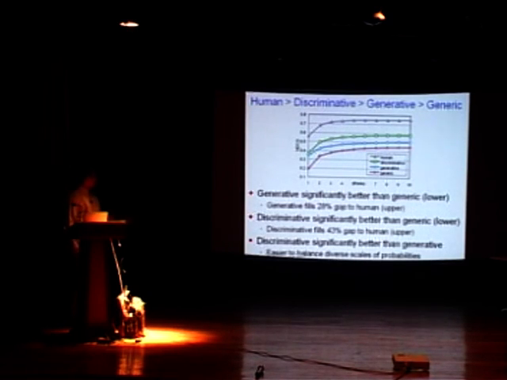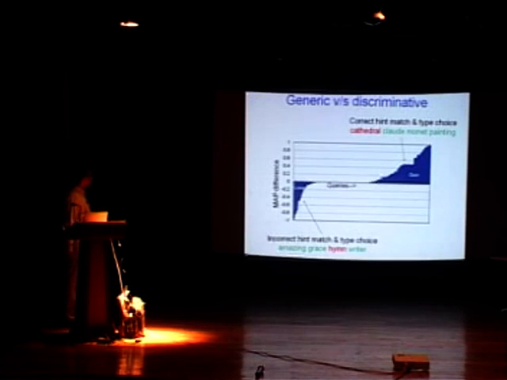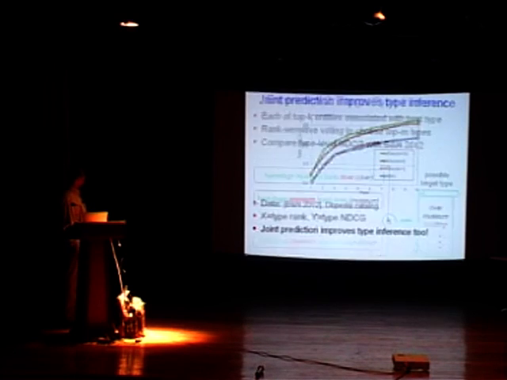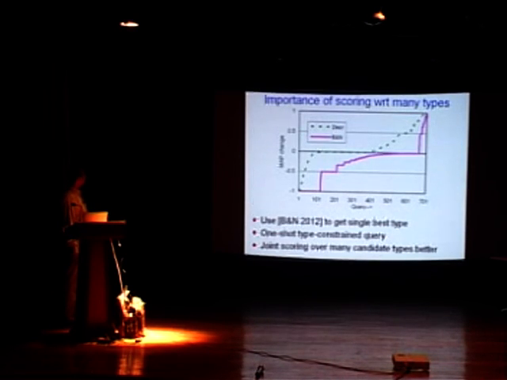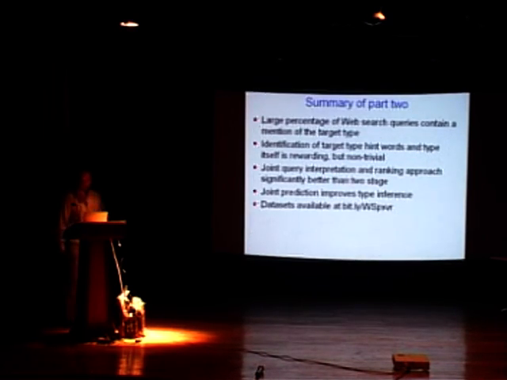So discriminative is significantly better than generative, and that's not a new story, that's always been the case. And it's not like we always win. There are queries where we lose compared to generic as well, but there are many more queries where we gain. So I'll skip this experiment. Just summarize part 2 as I have only 2 minutes left.